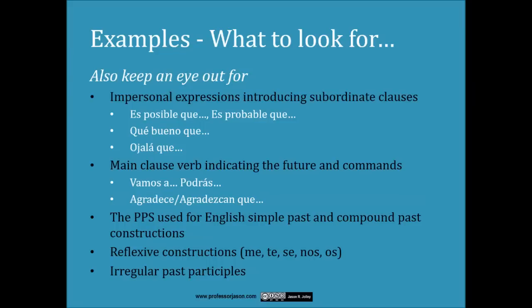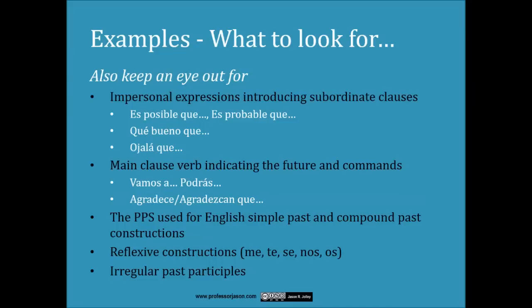So it's important to point out that generally the present perfect subjunctive comes after a main clause verb that's conjugated in the present, like espero que. But you could also have a main clause verb conjugated in the future, vamos a, podrás, or a command like be grateful that, or be glad that, agradece que, agradezcan que. You'll see some examples.